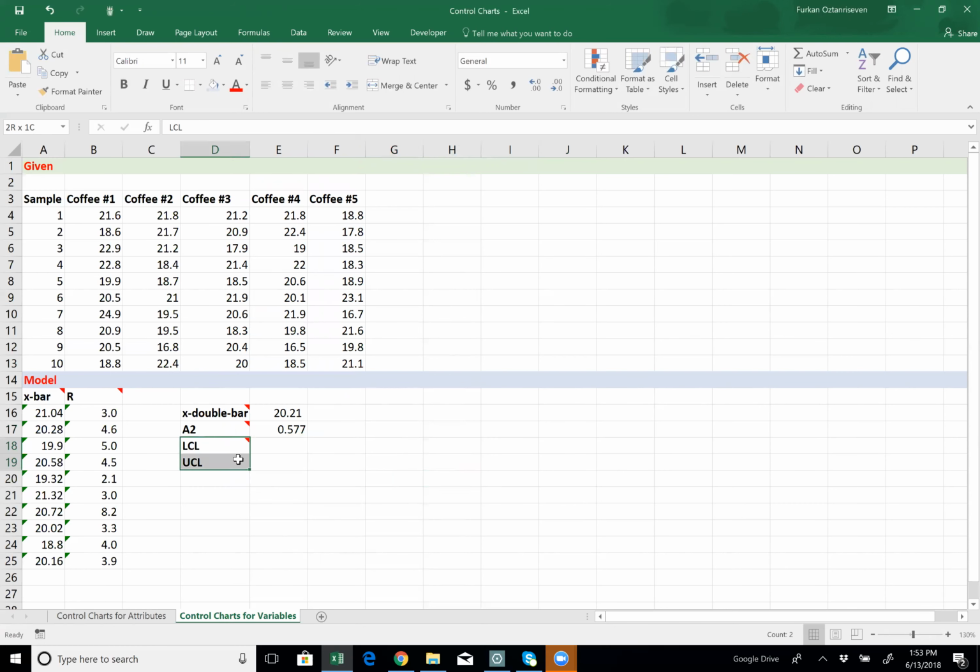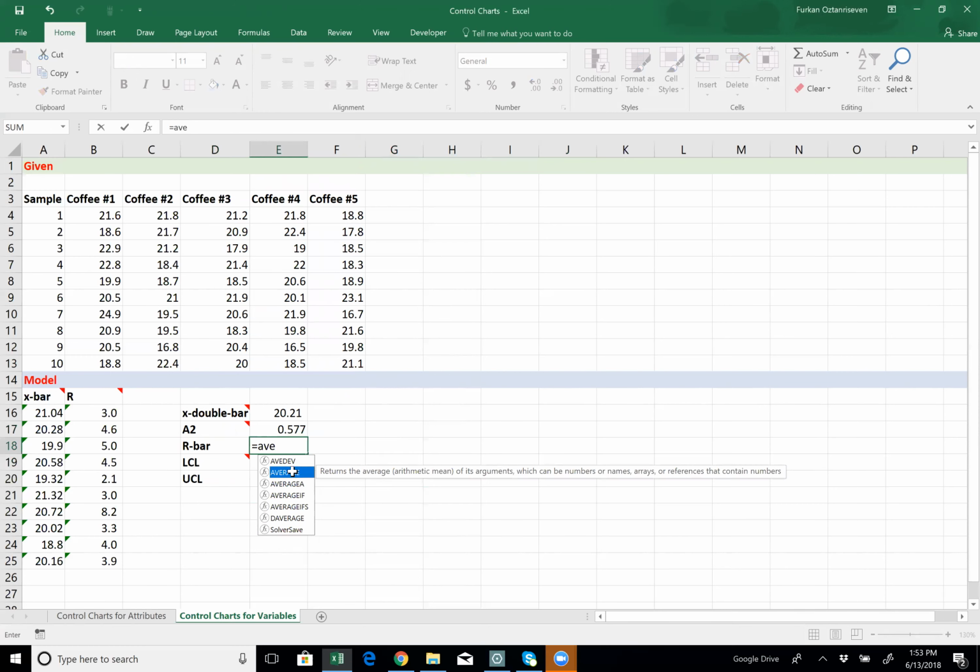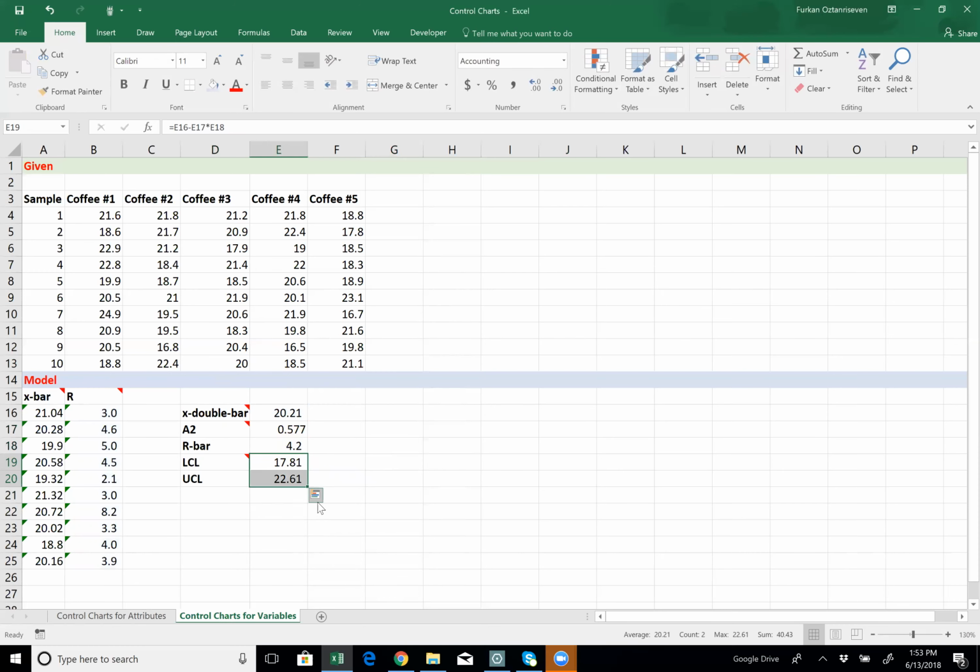All right, so I need to calculate my R bar here. This is the average of the ranges. All right, so now I can calculate my lower control limit, x double bar minus A2 times R bar. And my upper control limit is x double bar plus, this time, A2 times R bar. All right, so these are my control limits.